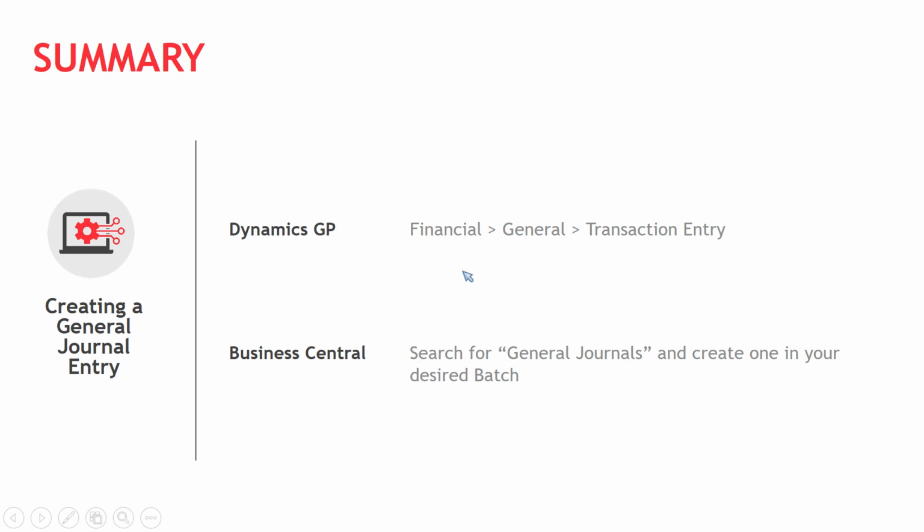In summary, we've shown how to create a general journal entry on both Dynamics GP and Business Central. On Dynamics GP, we first navigate to batches if we need to create a new one and then proceed to enter a transaction from the financial section. On Business Central, we search for general journals and can simply create an entry from there.